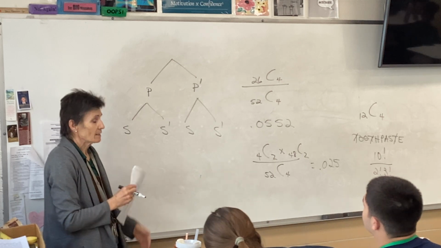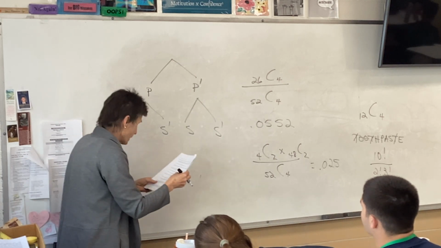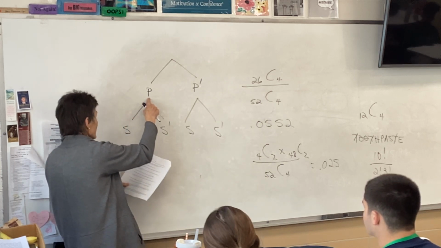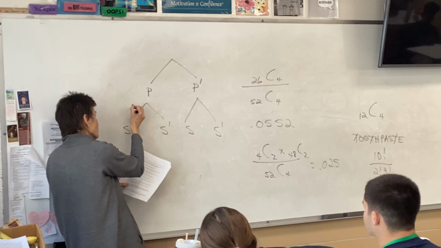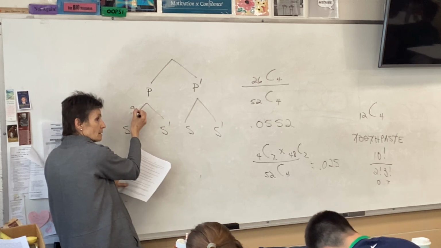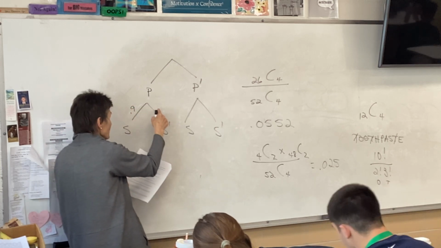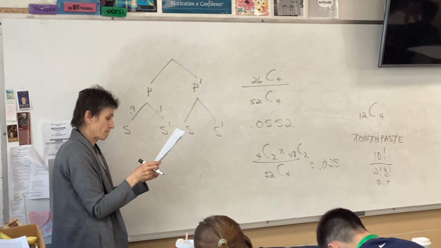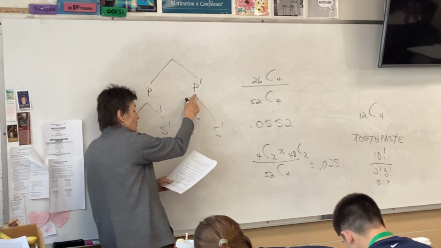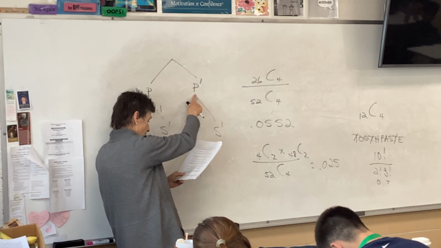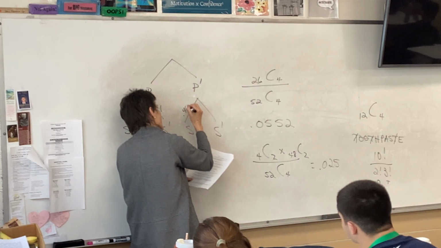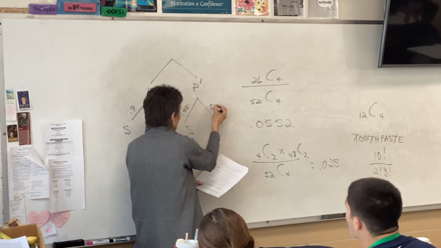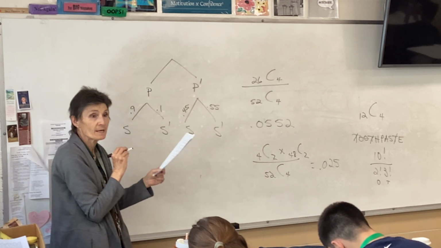Okay, now let's start filling in the numbers. If the cafeteria serves popcorn, there's a 90% chance we'll serve soda. So 0.9, which means this guy is 0.1. If they don't serve popcorn, there's a 45% chance they'll serve soda, which means there's a 55% chance they don't.